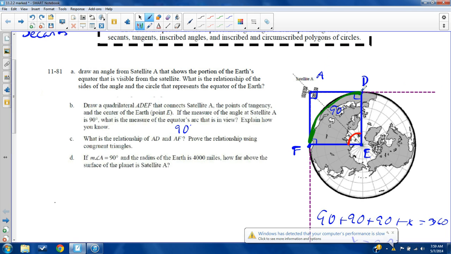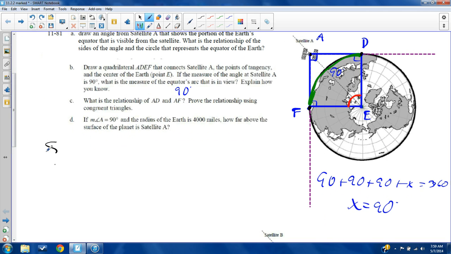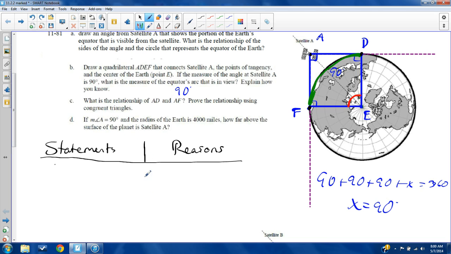But where this point intersects with the circle, the relationship between this segment right here and this segment right here is going to be crucial. It doesn't matter where this point is. As long as they are tangent lines, there will be something very unique about them. So I want to know what the relationship is between this segment and this segment by doing a two-column proof. Let's make congruent triangles here. So statements and reasons. If we make the triangles congruent, then we can make the segments congruent by CPCTC. Using that again.